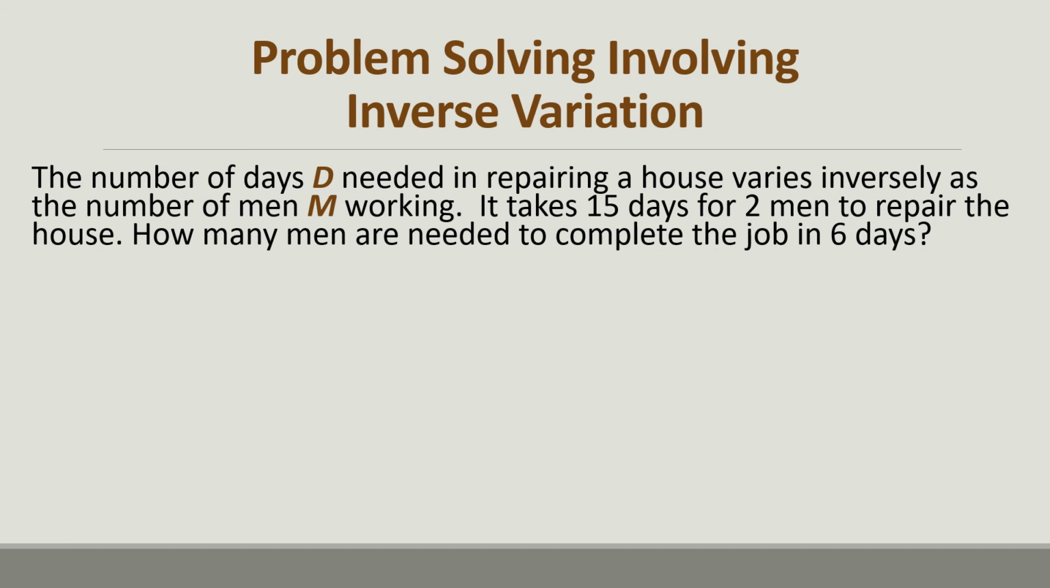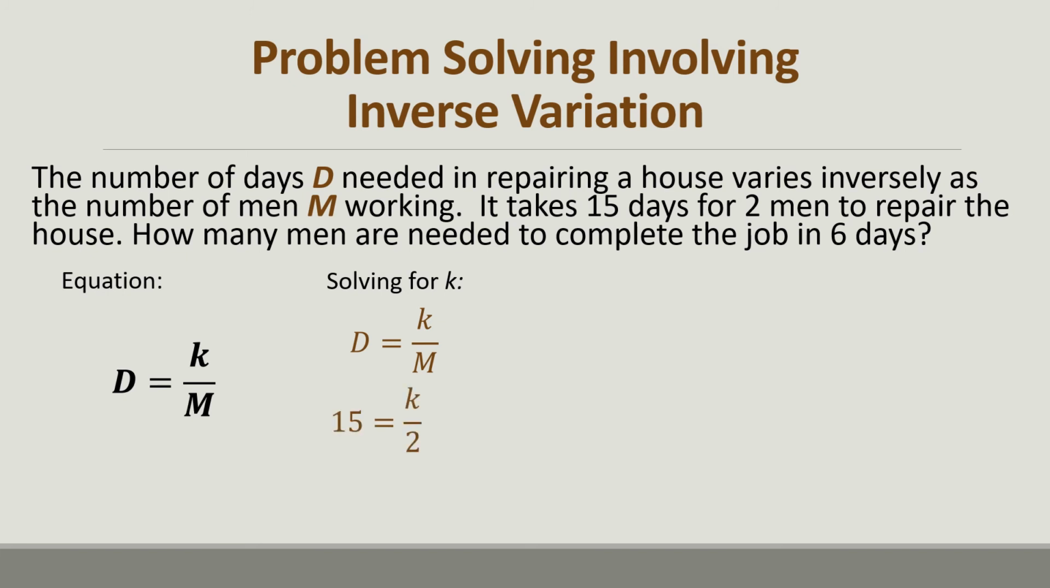So again, the first step is to identify what variables are used. So we have D and M. And from there, we write the equation. So the equation is D equals K over M. All right. And after writing the equation, we can now proceed with solving for K. So we write the equation once again and we substitute the values 15 days and then 2 men. So D equals 15, K over 2. So we cross multiply, class, 15 times 2. Our K will then be equal to 30.